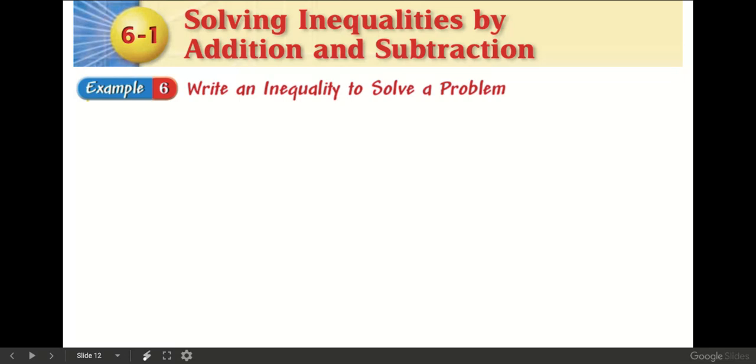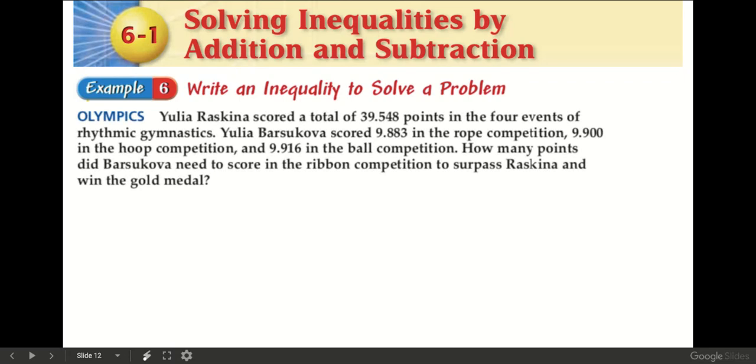And let's look at the last example. Write an inequality to solve a problem. It says Yulia Ruskina scored a total of 39.548 points in the 4 events of rhythmic gymnastics. Yulia Barskova scored 9.883 in the rope competition, 9.900 in the hoop competition, and 9.916 in the ball competition. How many points did Barskova need to score in the ribbon competition to surpass Ruskina and win the gold medal?